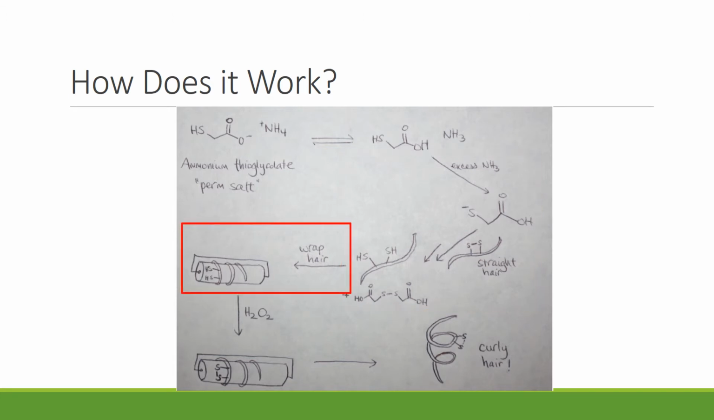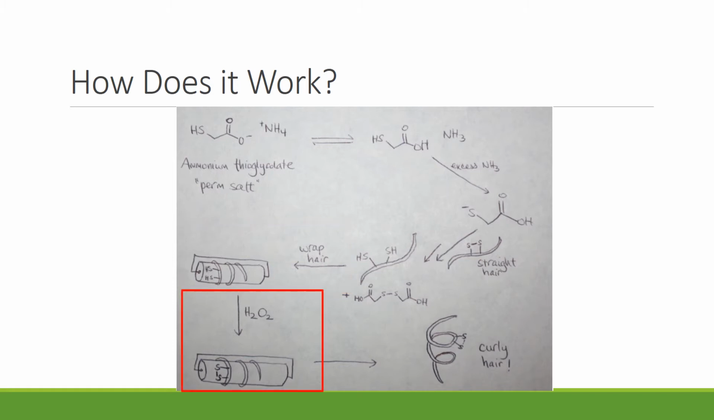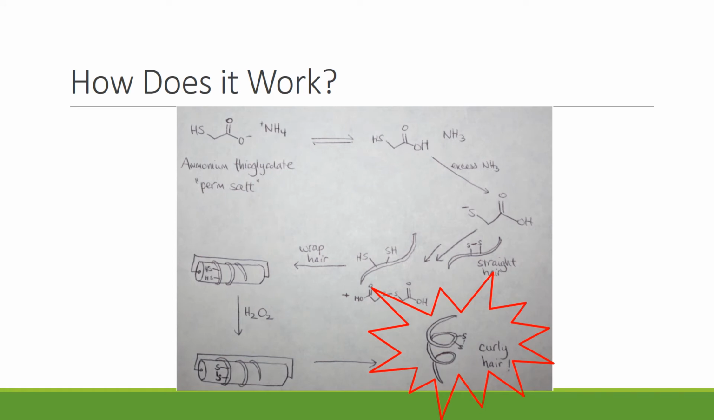At this point, the hair is wrapped around a curling rod so that it can assume its new curly shape. Then it is covered in an oxidizing solution of hydrogen peroxide in order to re-strengthen the hair. This causes the disulfide bonds to reform, and the hair comes out of the rod in its permanent curl.